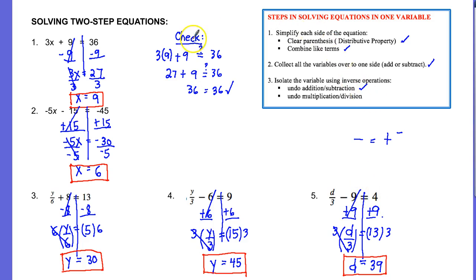Okay, so that's how you solve two-step equations. There will be 2 operations that you would have to undo. So if you have multiplication and addition, you always undo the addition first and then move on to undoing the multiplication.